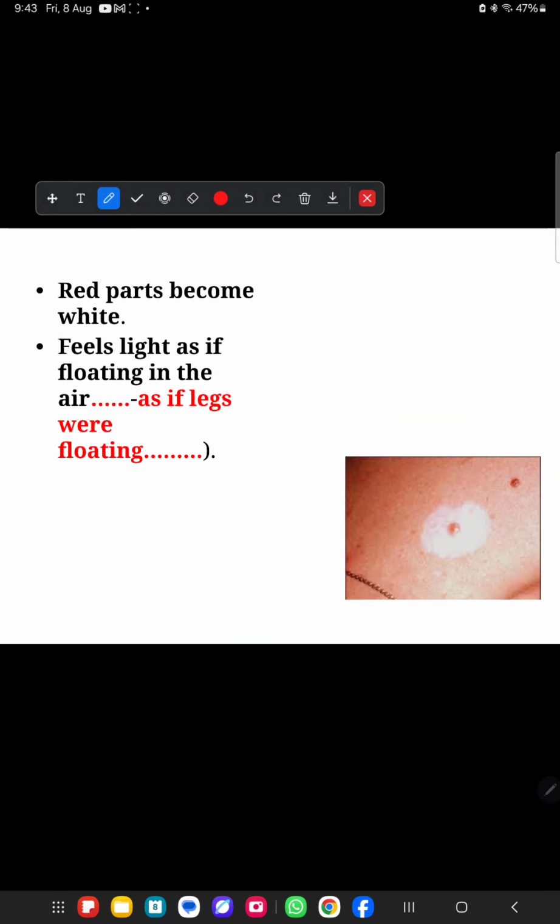Red parts become white. You can see there is a red part and sometimes it becomes white. Then we can think about this medicine. And this medicine has a feeling of lightness, as if floating in the air. ऐसा लगता है कि हवा में उड़ रहा है, चल रहा है. Then we can think about this medicine. In the bracket you will find two medicines, like Asarum europaeum and Lac caninum.